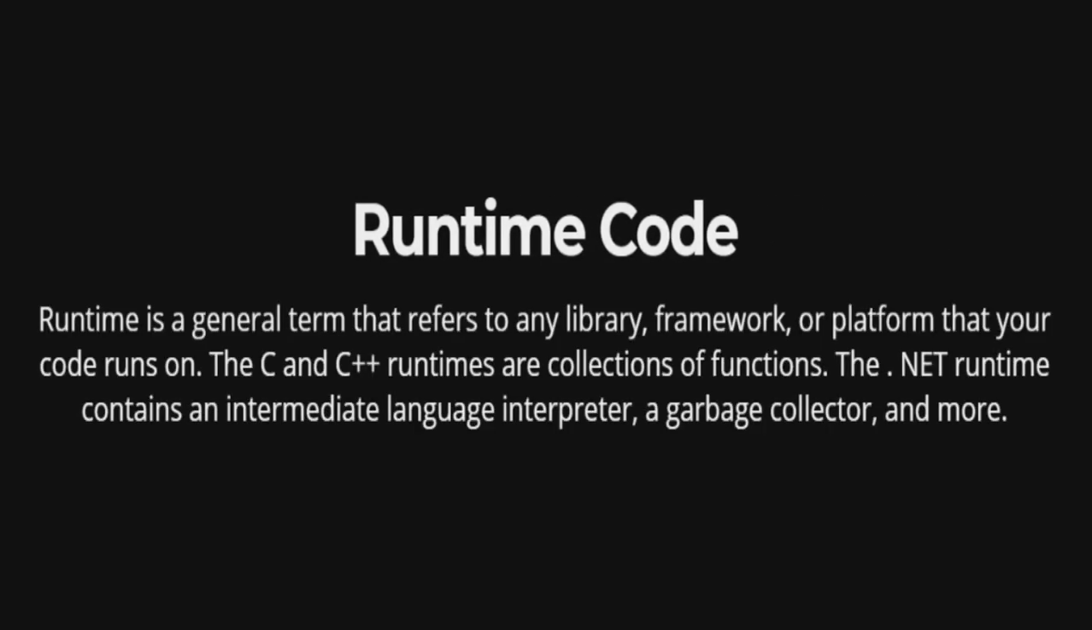Runtime code. Runtime is a general term that refers to any library, framework, or platform that your code runs on. The C and C++ runtimes are collections of functions. The .NET runtime contains an intermediate language interpreter, a garbage collector, and more.